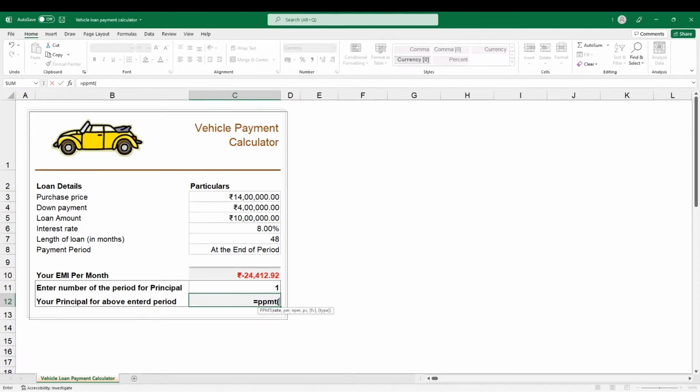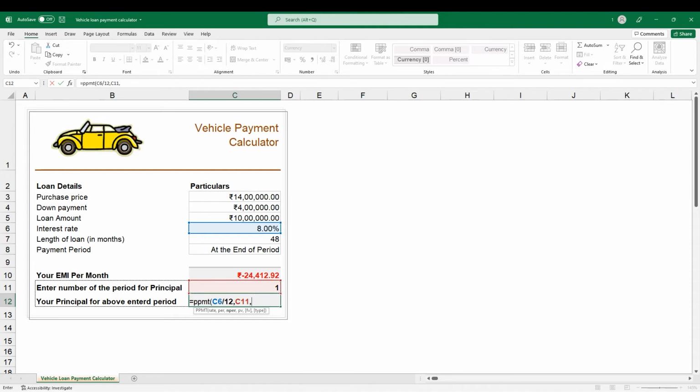Rate. Rate is the periodic rate of interest. In our example, the interest rate is 8% per annum, which we are going to convert into a monthly rate by dividing by 12 since a year consists of 12 months. Then period. This is the period for which the value needs to be computed. In cell C11, we currently entered 1.